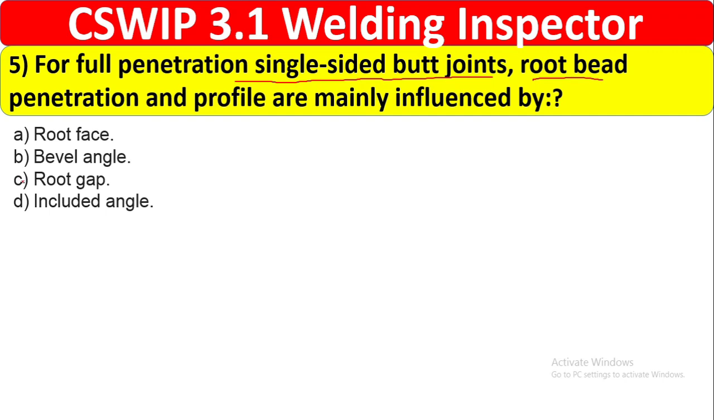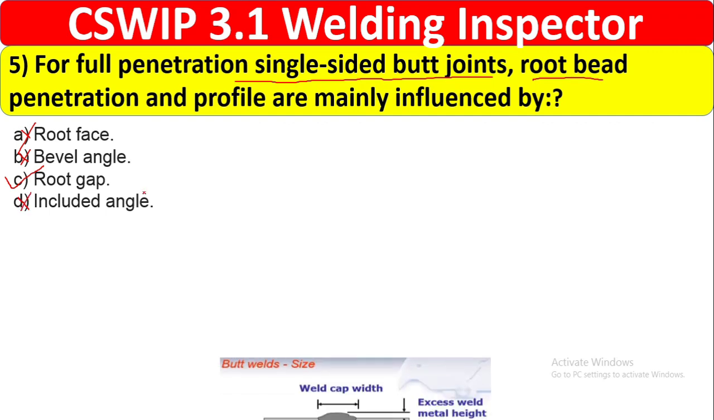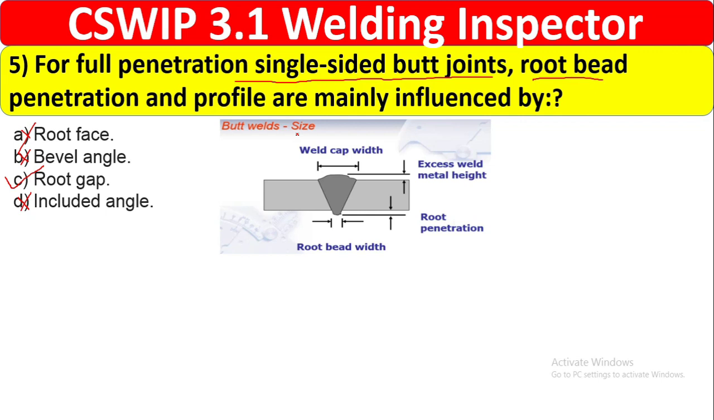So definitely if the root gap is not correct, you cannot get the full penetration of a single-sided butt joint. So the correct answer will be root gap. This is not the right one. Included angle, no. So root gap is the correct one. You see here, the butt hole size, weld cap width. This is the root bead width. The root penetration is here. So if the root gap is not the actual as per dimension, as per WPS or as per specification, definitely you cannot get the penetration.